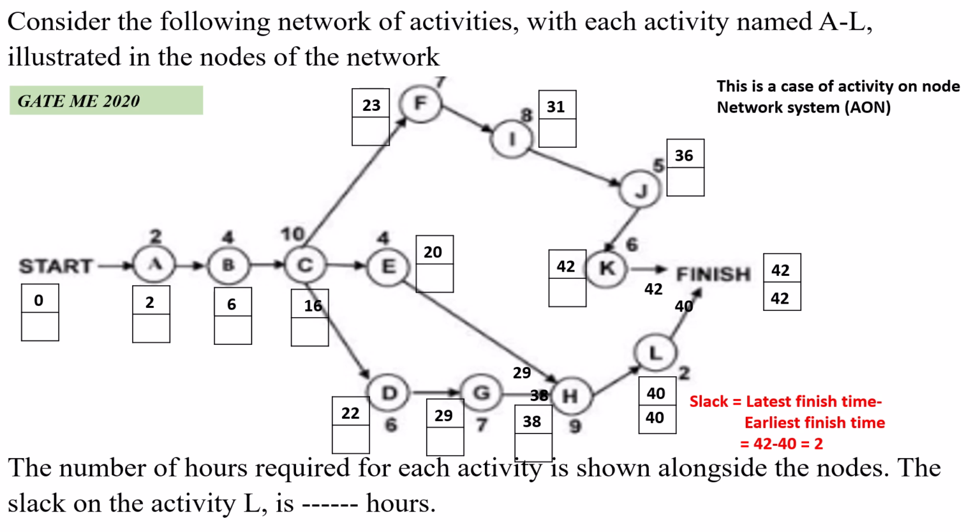So here the question is asking for the slack on the activity L. So we know the slack is the difference between the latest finish time and the earliest finish time. So observe for activity L, latest finish time is 42 and earliest finish time is 40. So 42 minus 40, it is 2 hours.